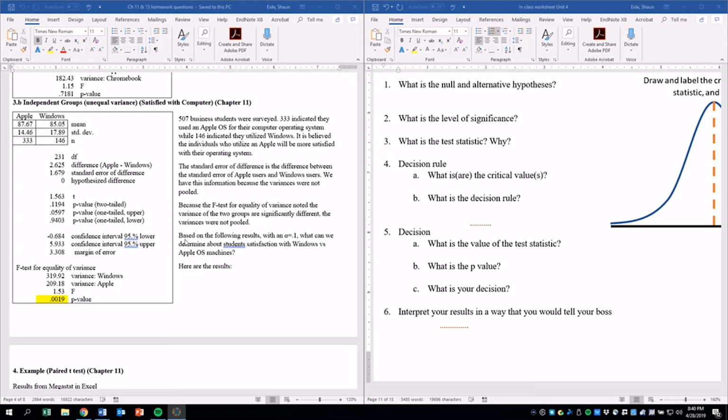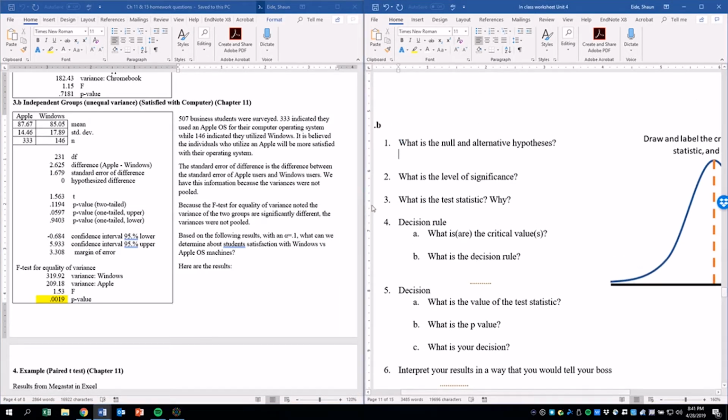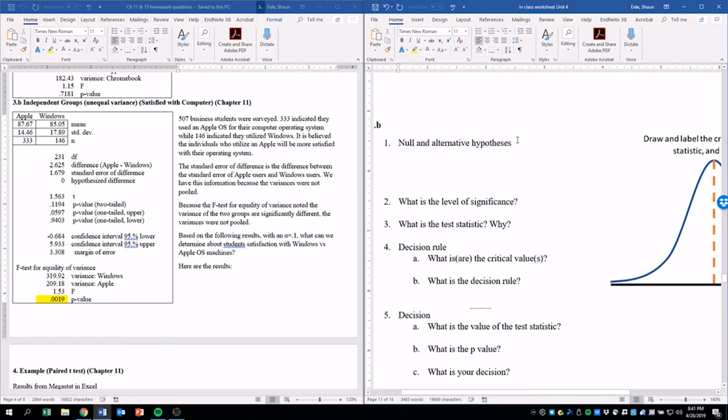Okay, so based on the following results with an alpha of 0.1, what can we determine about the students' satisfaction with Windows versus Apple OS machines? Okay, so we've got the results right here. First of all, I really should ask, what tail of test is this? Here, let's do this. Null and alternative hypothesis. Null and alternative hypothesis. And then we'll do tail of test.